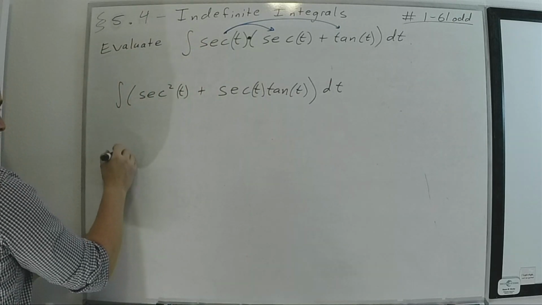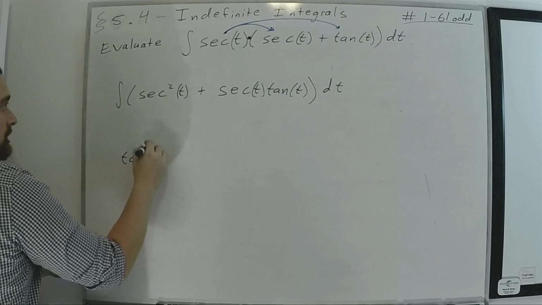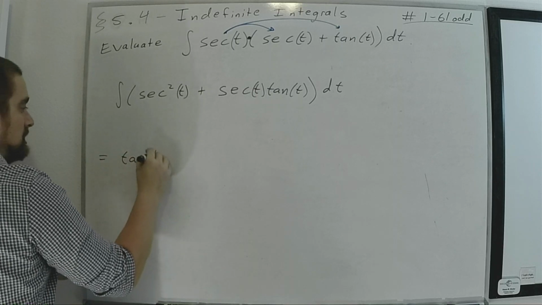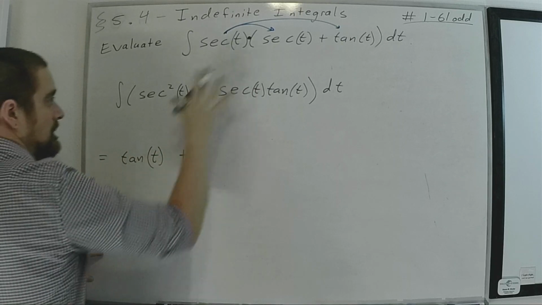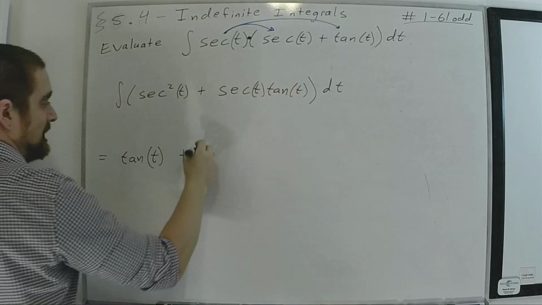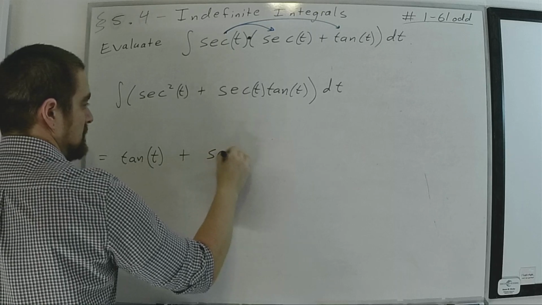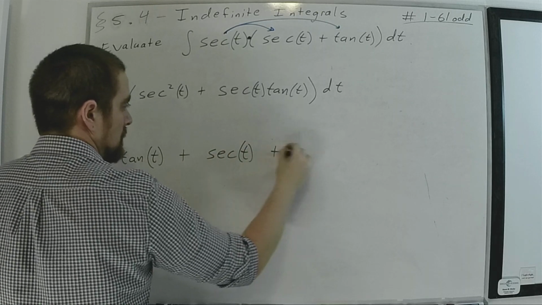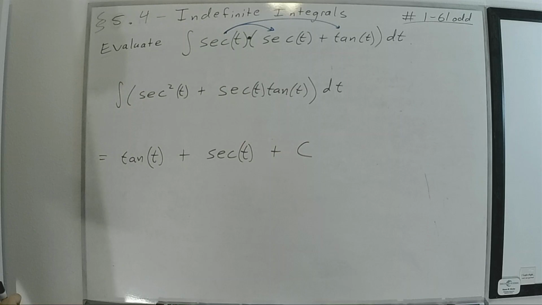Integrate this. The antiderivative of secant squared of t is tangent of t. And then I'll do this second in my head. The antiderivative of secant of t tangent of t is just secant of t. Don't forget your plus c on the end.